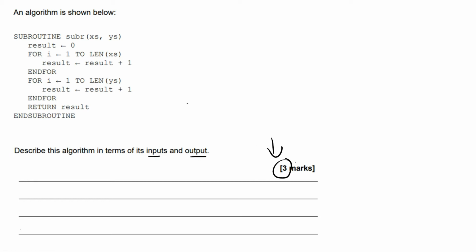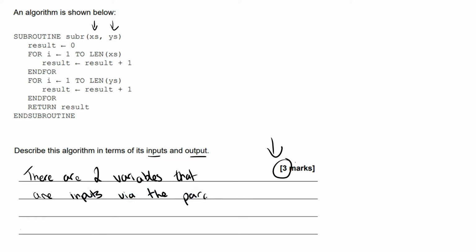So first of all, what are the inputs to this subroutine here? We should know that inputs to our subroutine come via the parameters. So there are 2 variables that are inputs via the parameters.